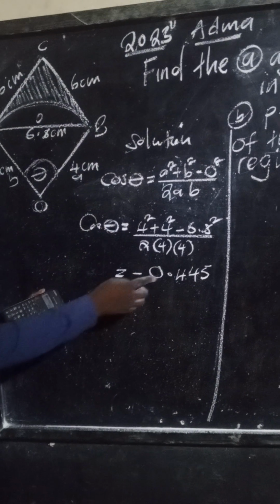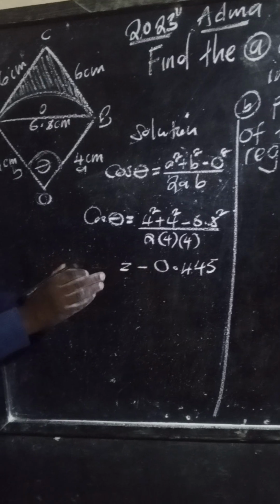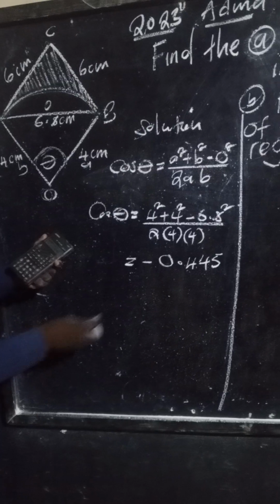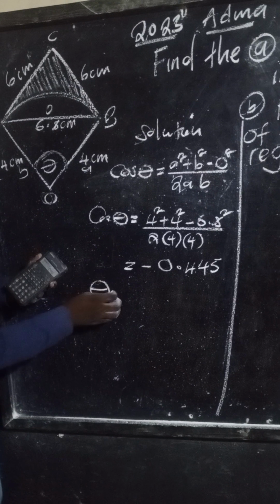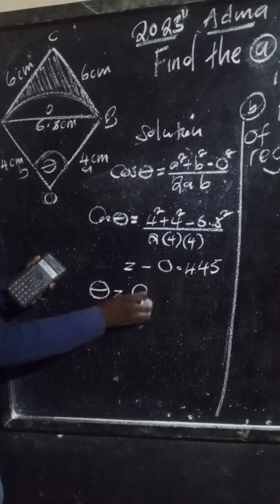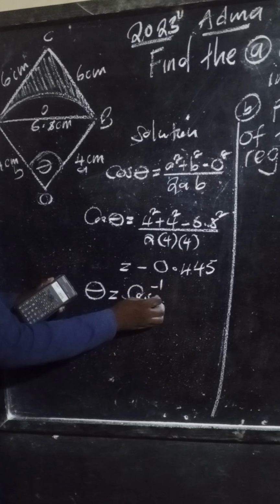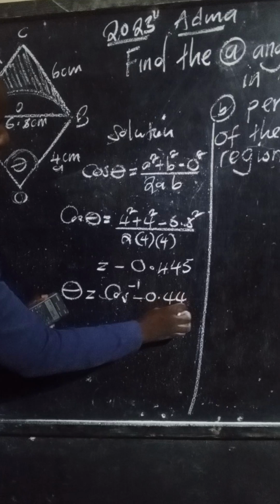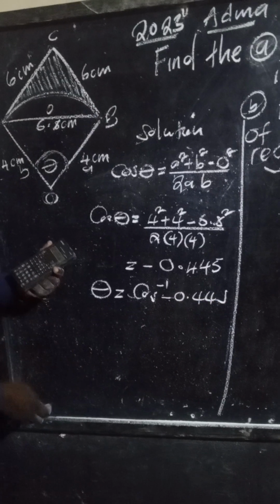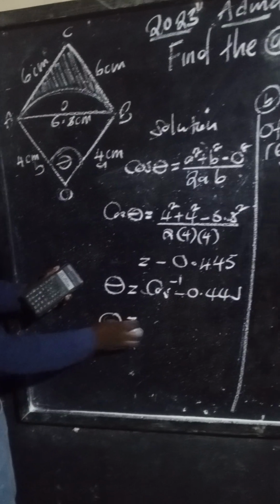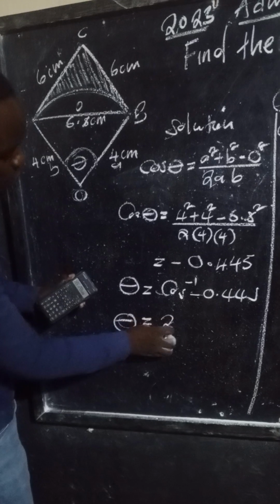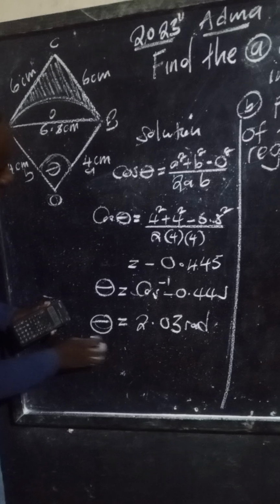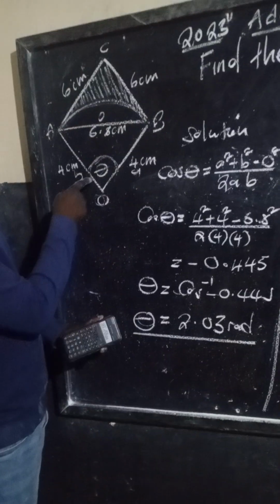After finding this answer, remember you have to find this theta. The best way to do it is, after finding the answer, you press shift on your calculator, then you press cos. Then I'll write my theta there. It will show something like cos inverse of negative 0.445. Then you find the answer. So your theta there should be 2.03 rad, as for radian. This is the angle for this one.